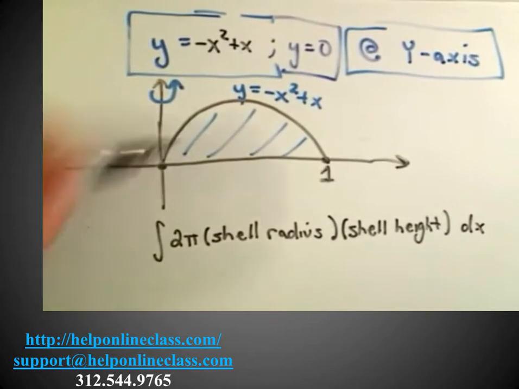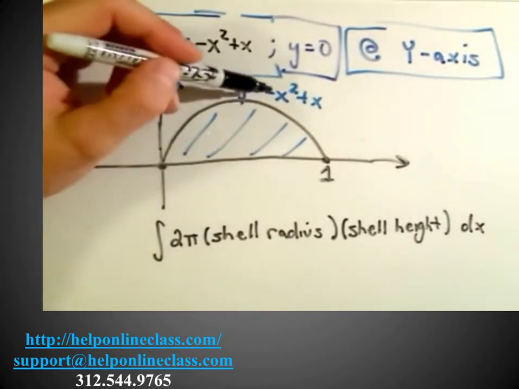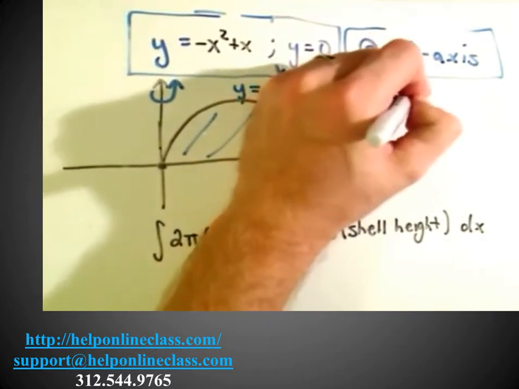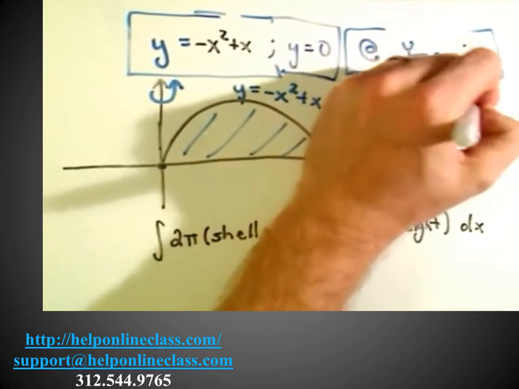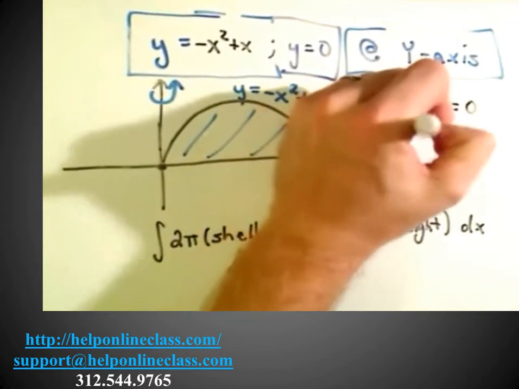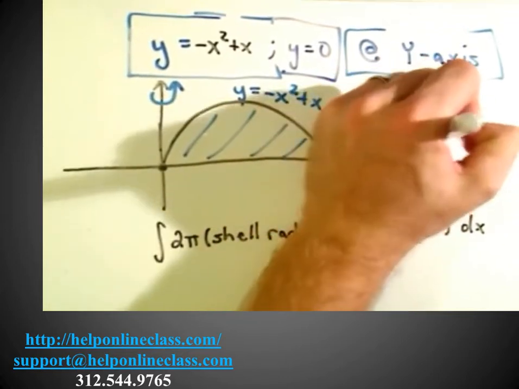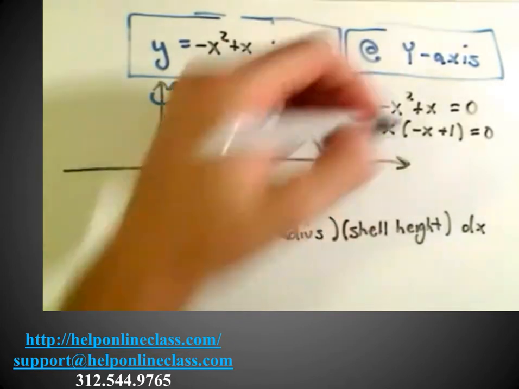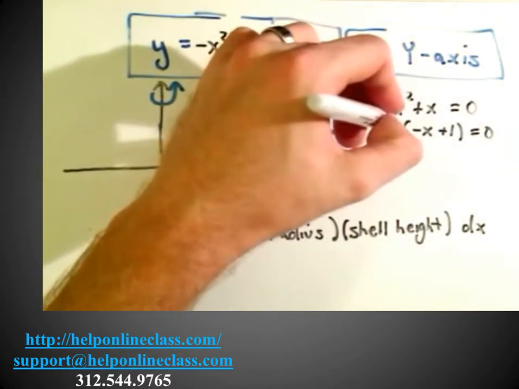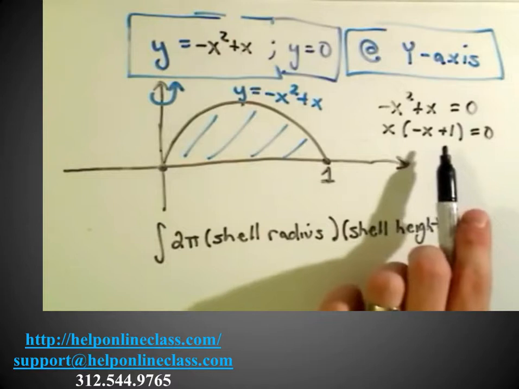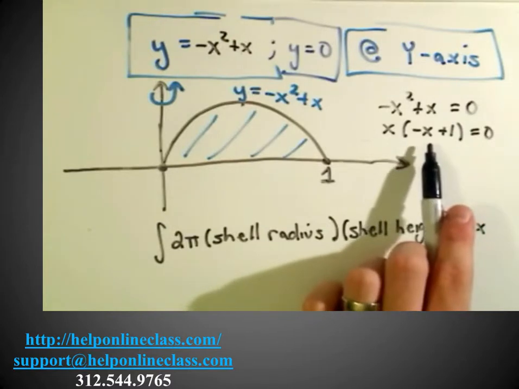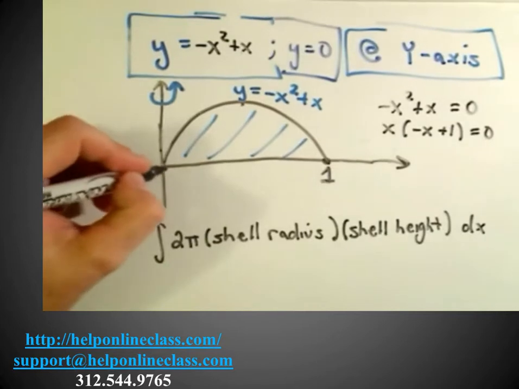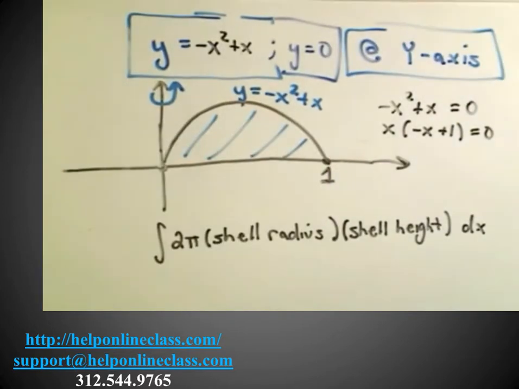And I went ahead and graphed this parabola, and again you could find the x-intercepts by simply setting this equal to 0. Negative x squared plus x equals 0. You could factor out the x and have negative x plus 1 left over. Then if we solve each one of these pieces individually, we'll get x equals 0 and then x equals 1 as our solutions. So that's where it's hitting the x-axis.